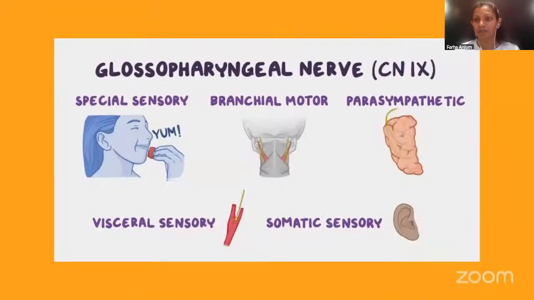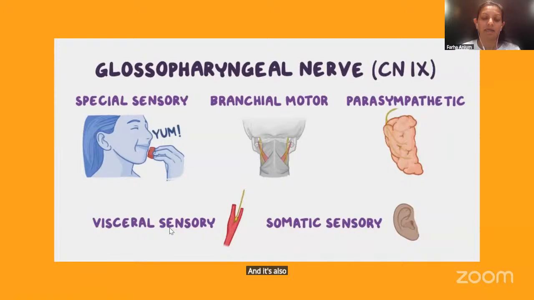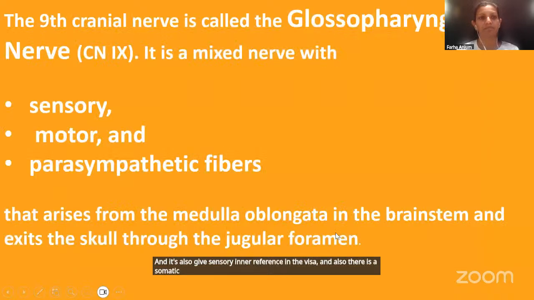The glossopharyngeal nerve carries sensory, motor, and parasympathetic innervation. It also gives sensory innervation to the visceral structures, and there is also somatic sensitivity.